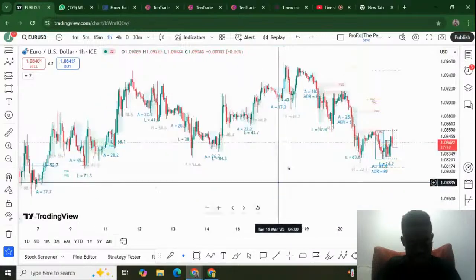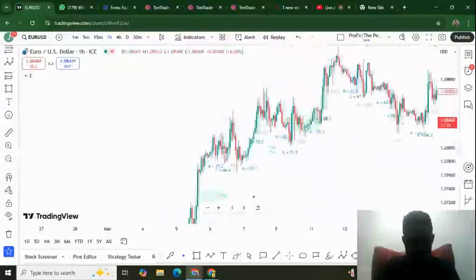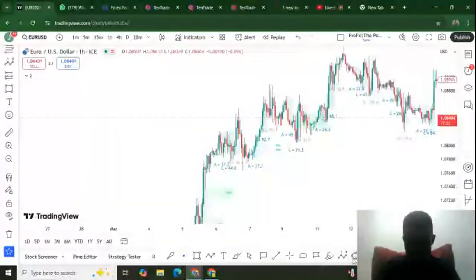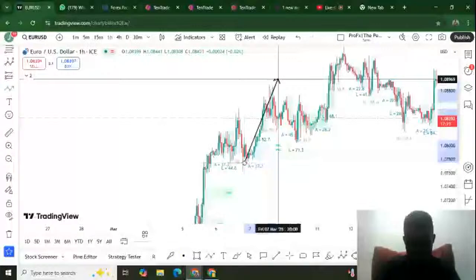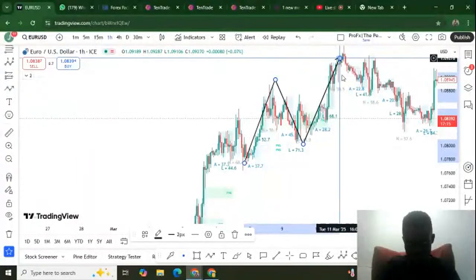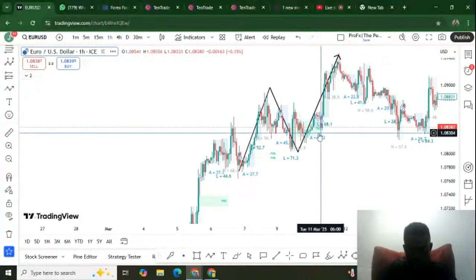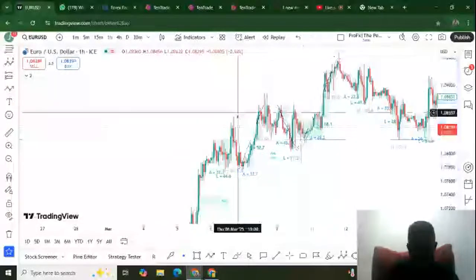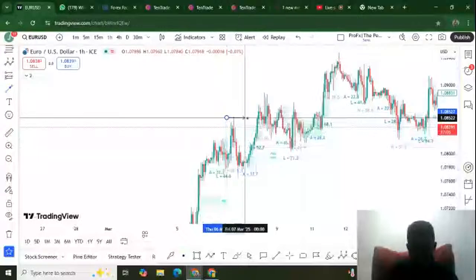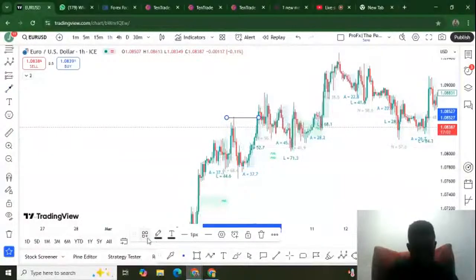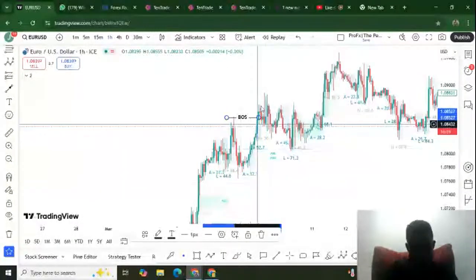But let me just do this here. So just look for a particular, for example, look at this trend. Look at what happened now. There was a break of structure here, right? We had a break of structure here on the upside. Break of structure. Price pulls back.